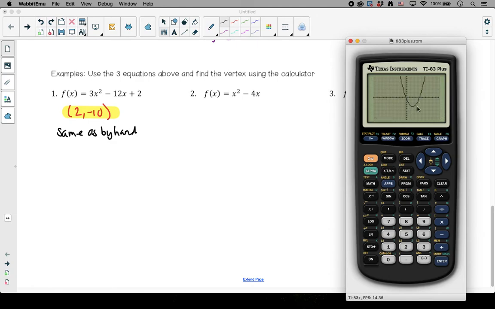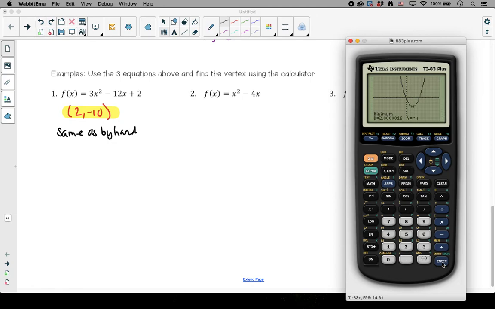And again, we can see our vertex. So we don't have to zoom. So we're going to go to second, trace, which is calculate. This one was a minimum, so I'm just going to press the number 3, and it goes to left bound. My cursor is already on the left side of my vertex, so I can press enter. Then I'll move my arrow to the right-hand side until it's on the right side of the vertex. I could have stopped earlier, but I want to make sure it's on the right, so I'll press enter. And I don't care about trying to guess, so I'm going to press enter again.